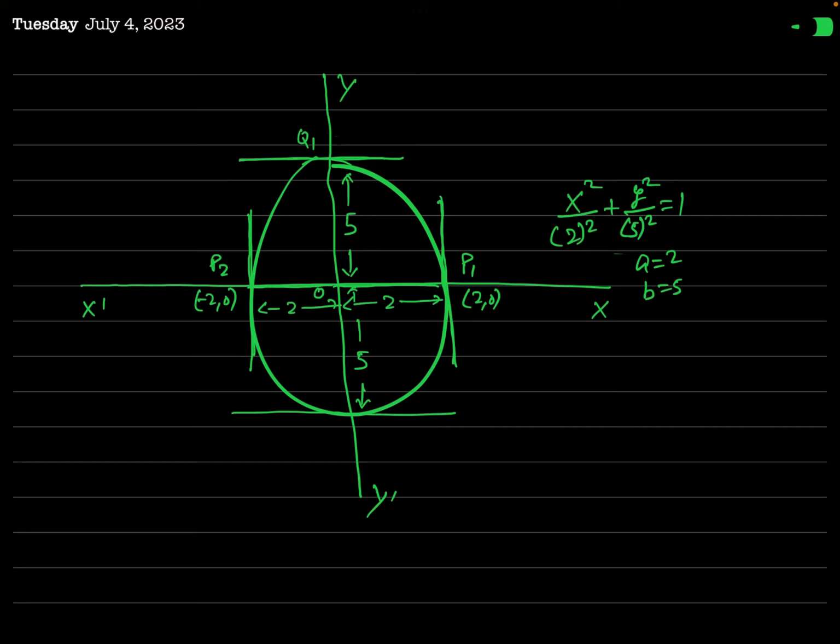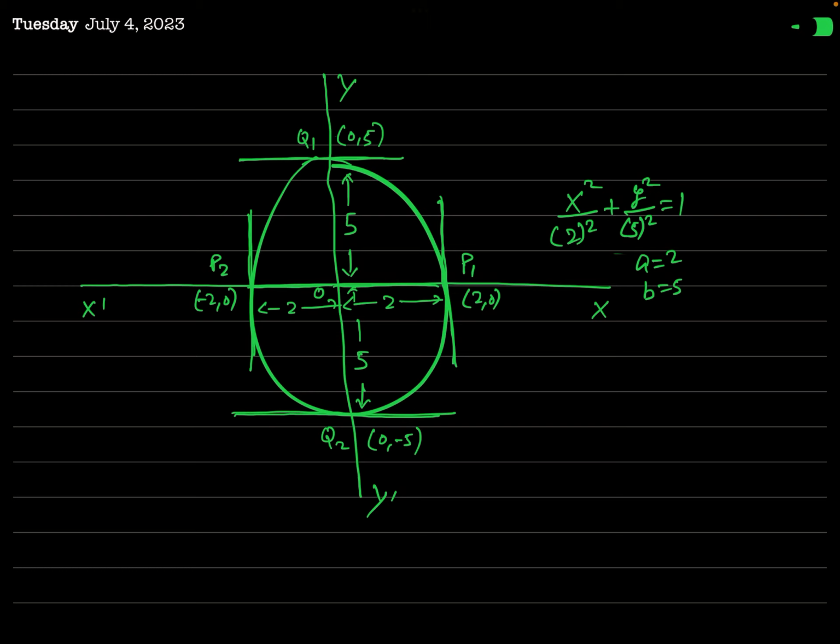And at this point, what is the x coordinate? Since it lies on the y-axis, the x coordinate is 0 and the y coordinate is 5. And the tangent drawn at this point Q2, again you can see, is parallel to the x-axis. And what are the coordinates of this point? The coordinates are 0, -5.